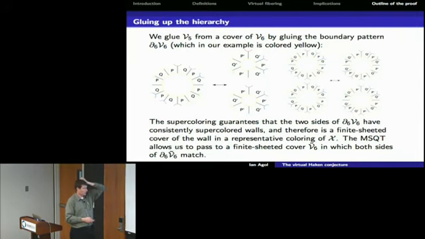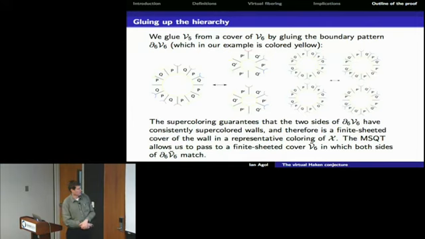So what the supercoloring guarantees is that the two sides will have consistently supercolored walls, and therefore there's a finite sheeted cover of the wall representing that given coloring in X. That's not, I'm lying slightly there. The coloring might have certain automorphisms that you have to quotient by, but I'm brushing that under the rug here. It's a little more technical than what I'm saying.